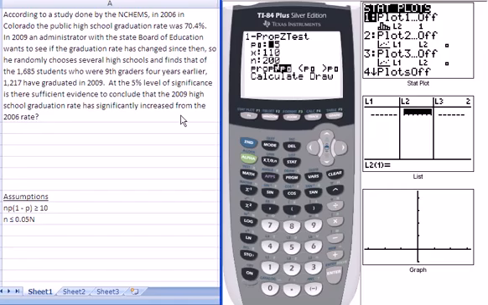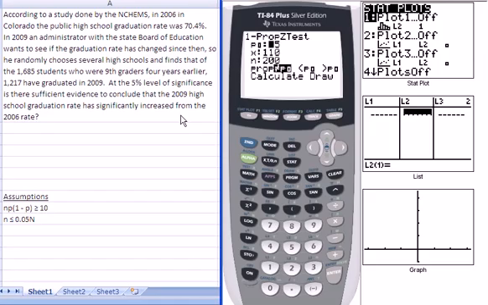According to a study done by the National Center for Higher Education Management Systems, in 2006 in Colorado the public high school graduation rate was 70.4%. In 2009 an administrator with the State Board of Education wants to see if the graduation rate has changed since then. So she randomly chooses several high schools and finds that of 1,685 students who were 9th graders 4 years earlier, 1,217 have graduated in 2009. So this result, being slightly greater than 70%, prompts the question, at the 5% level of significance, is there sufficient evidence to conclude that the 2009 high school graduation rate has significantly increased from the 2006 rate?